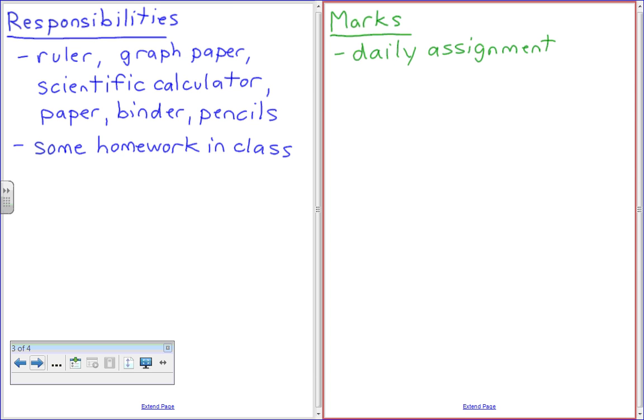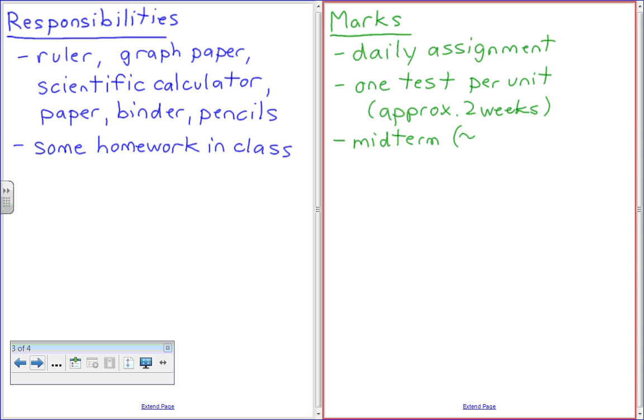Secondly, there'll be one test per unit, and that's approximately every 2 weeks. There will also be a midterm, maybe around Thanksgiving. I haven't really set the date yet, but maybe the American Thanksgiving. There will be an ISU, which will be after Christmas. And then your final exam.